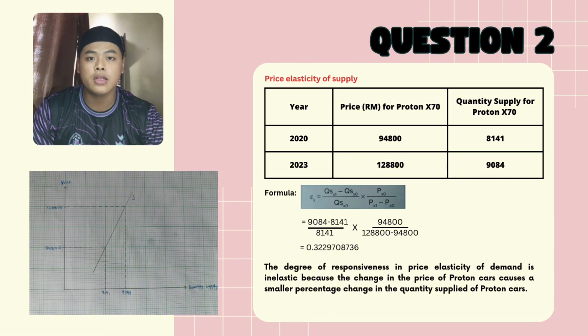Thus, we can conclude that the degree of responsiveness in the price elasticity of supply is inelastic because the change in the price of Proton cars causes a smaller percentage change in the quantity supplied of Proton.